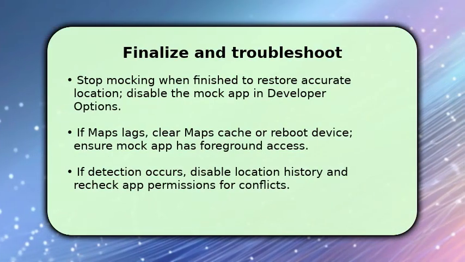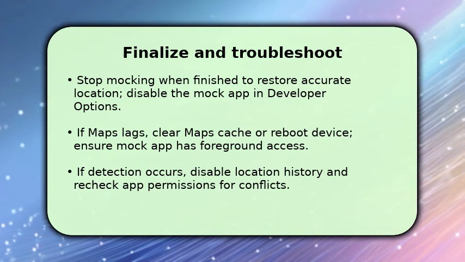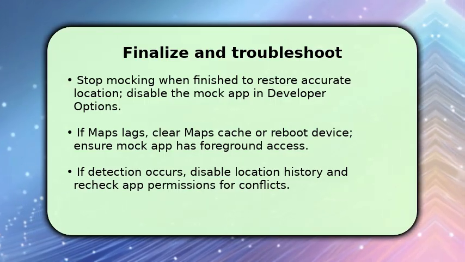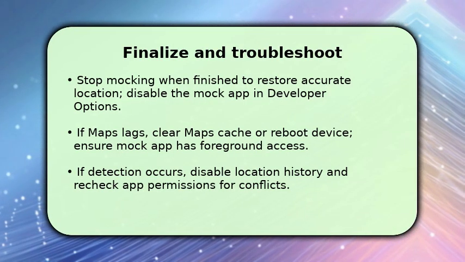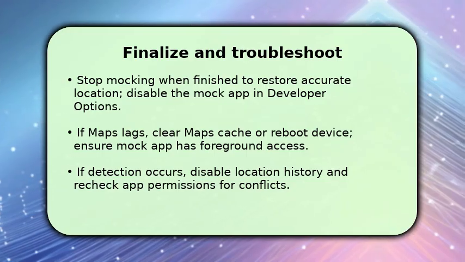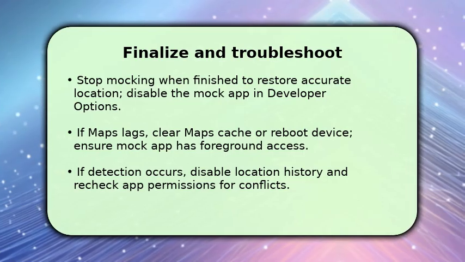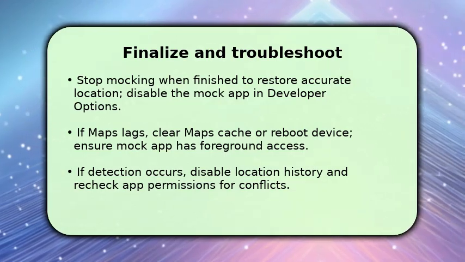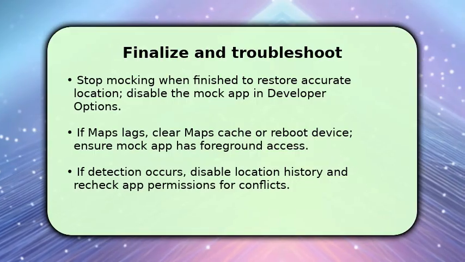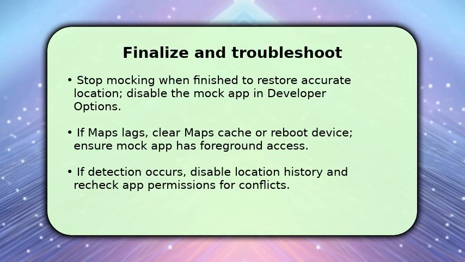To finish, stop the mock service and restore normal location behavior by deselecting the mock app in developer options. This returns Google Maps to real GPS. If Maps lags or reverts, clear Maps cache or reboot the device, and make sure the mock app runs in the foreground with needed permissions. If Google detects inconsistent signals, disable location history temporarily and recheck conflicting apps. These final steps protect accuracy and let you resume normal navigation without residual interference.